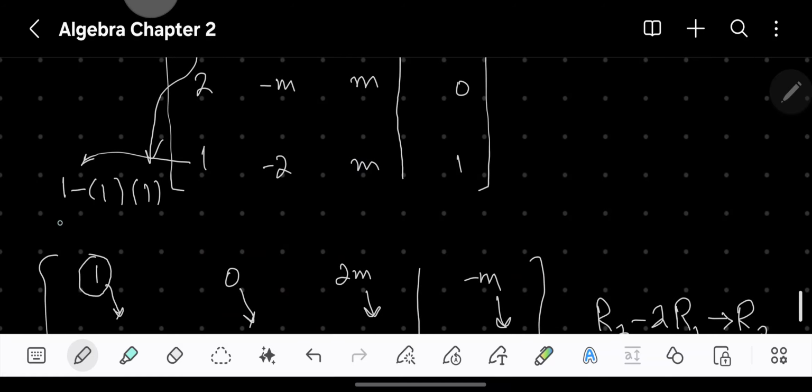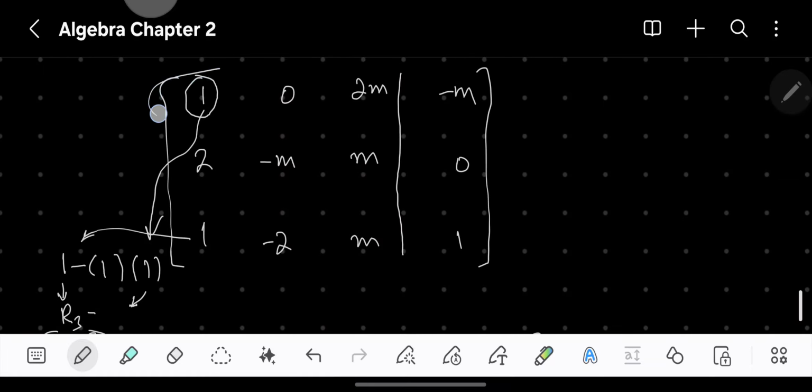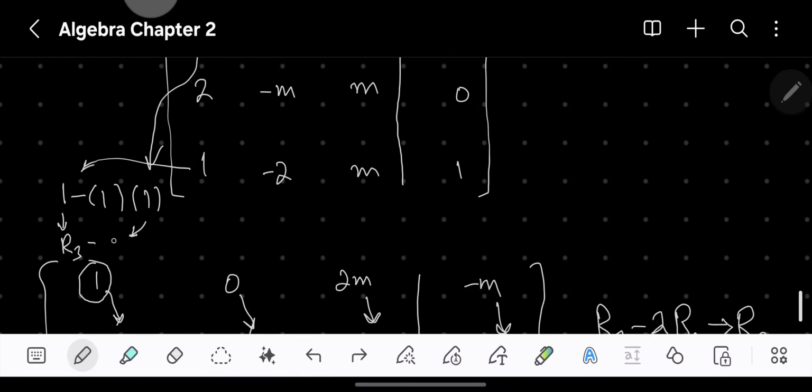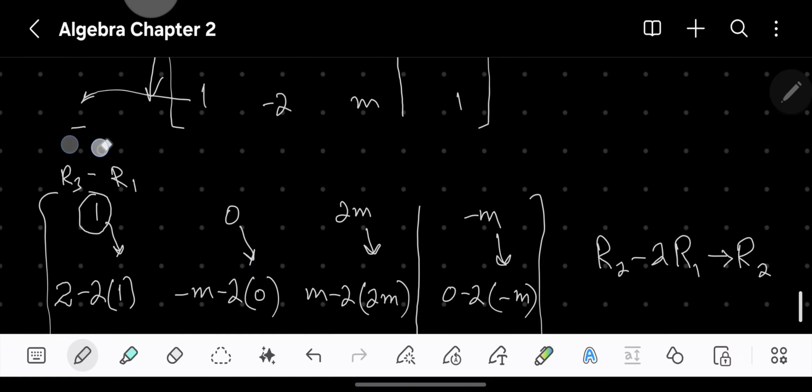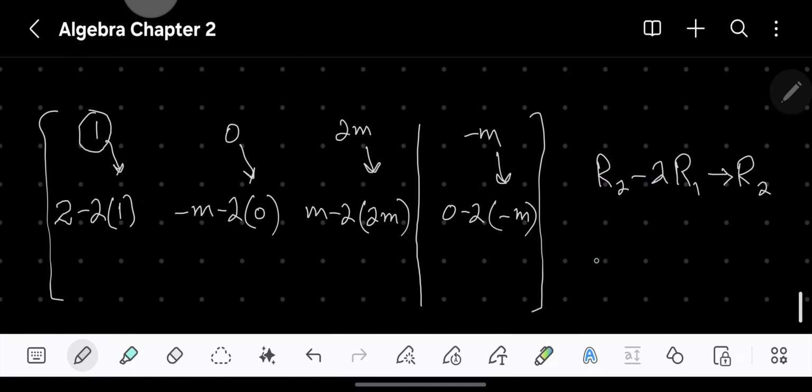So this 1 is coming from R3, and this 1 is coming from the scalar. I will not write the scalar because 1 times 1 is 1. But this one is coming from the pivot, and the pivot is in R1 here. So I will write R3 minus R1. This is my operation which I'll perform, R3 minus R1, and this will happen in R3. So I will make these changes in R3.